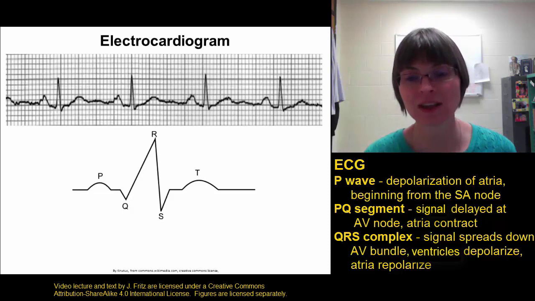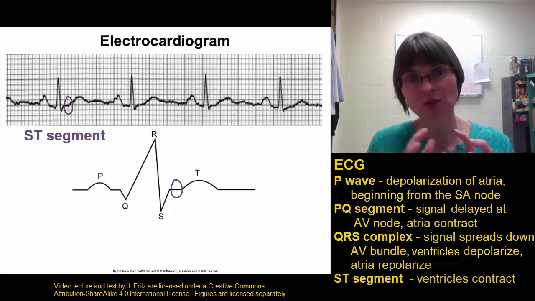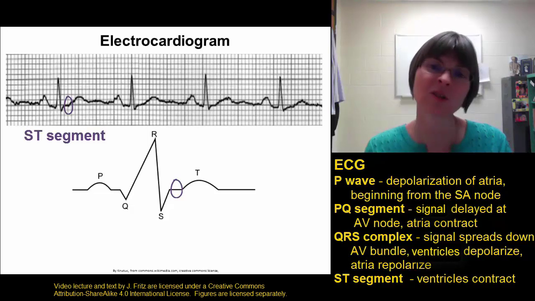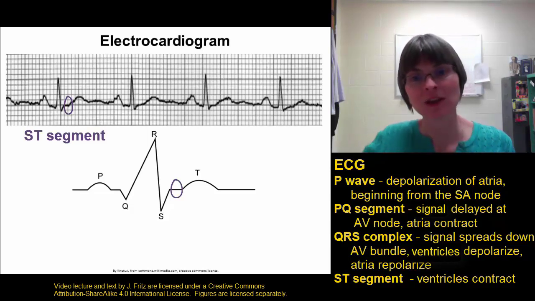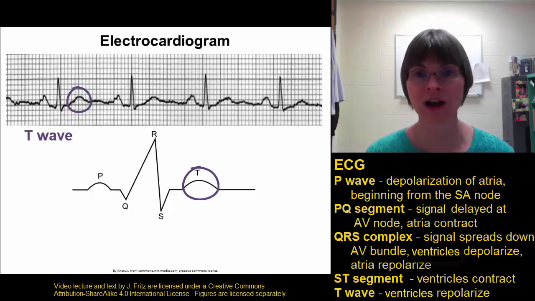The next segment of the ECG is the ST segment. During this time, the ventricles are contracting. They're actually pushing the blood out. And then we get finally to the T wave. During the T wave, the ventricles repolarize or go back to their normal resting membrane potential.